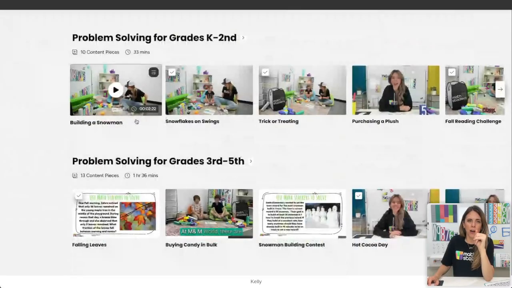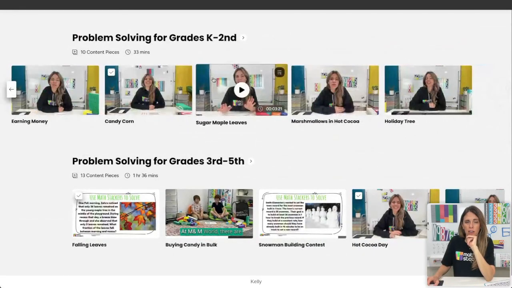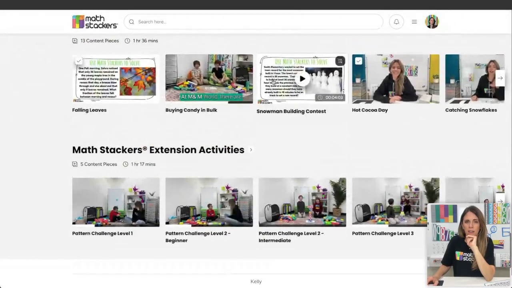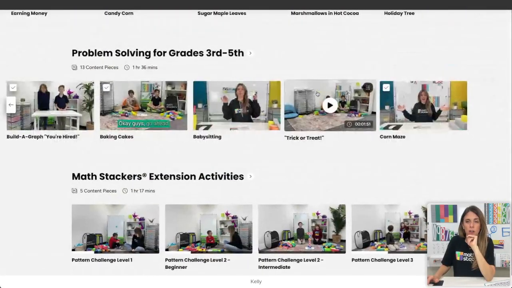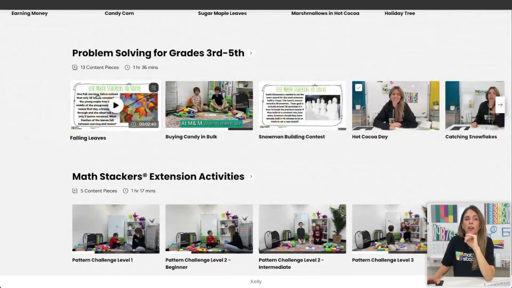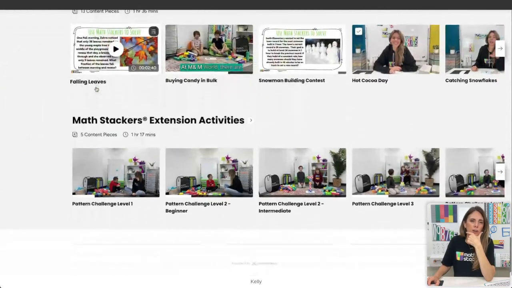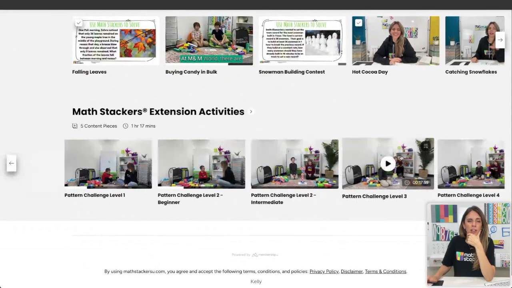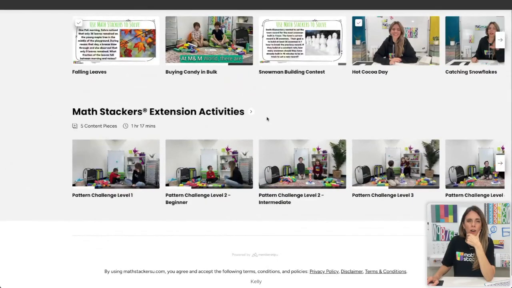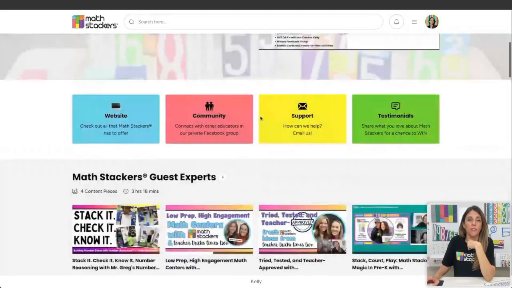And here towards the bottom, we have our problem solving. So this is what we talked about today. So there's our grades K through 2nd. And then we have our 3rd through 5th. So that's where you can find those. You can click on them. The station card will be on there. And then we have some awesome pattern challenges. And this is where we'll add some more of our great extension activities that we have coming up.